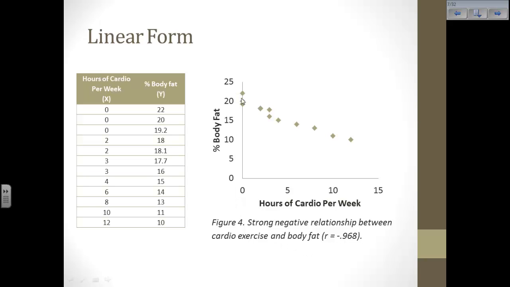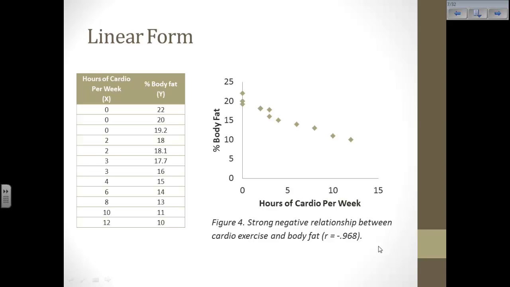In this case, it's still a consistent pattern where as X increases, now Y decreases consistently. But there's not a certain point where it starts to turn up again, and it's no longer linear. So this would also be an example of a linear relationship. More hours of cardio exercise per week, you tend to have less body fat. Linear relationship.